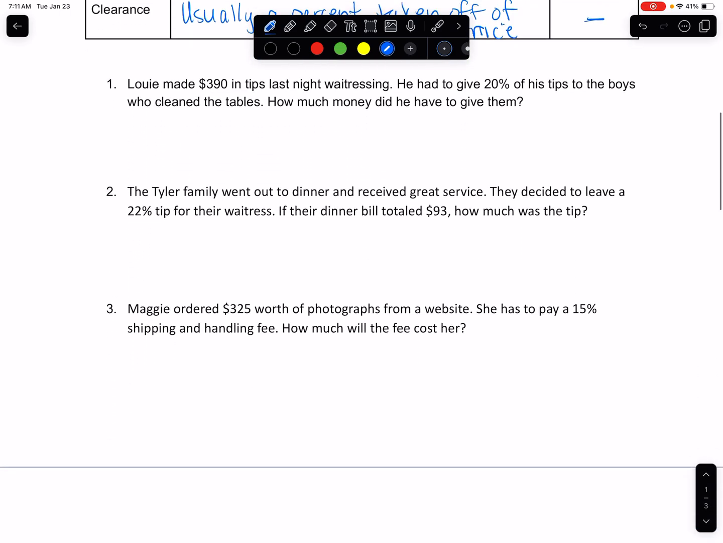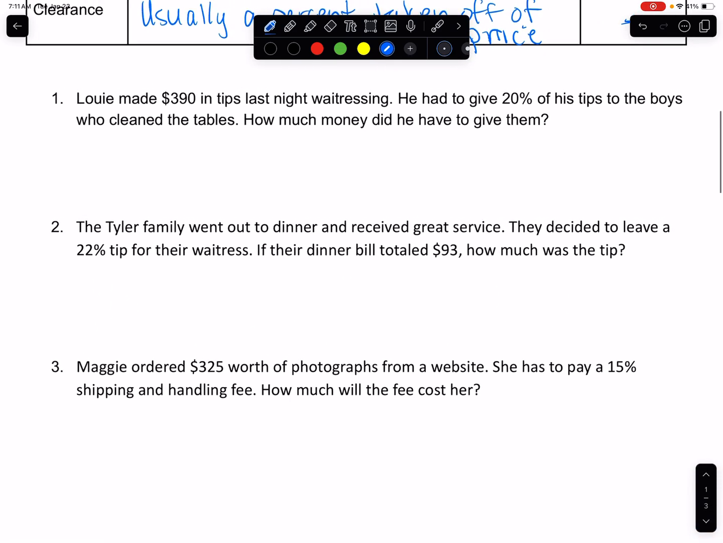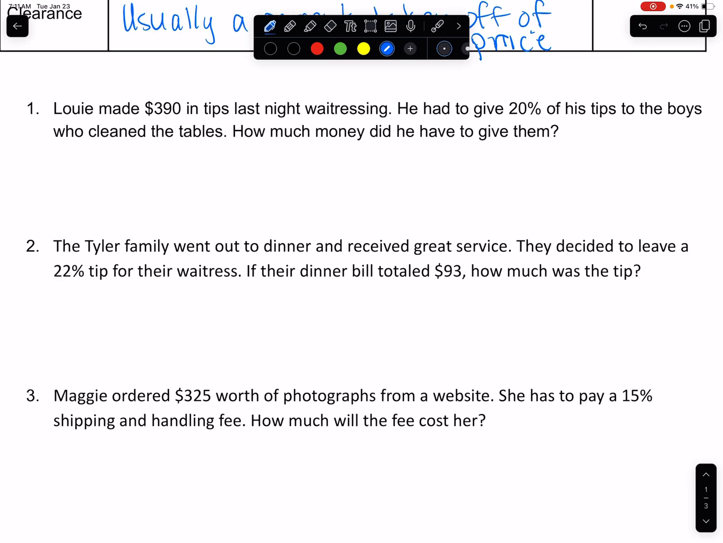Now we are getting into the practice application. It says Louis made $390 in tips. So tips means plus, waitressing. He had to give 20% of his tips to the boys who cleaned the tables. How much money did he have to give them? In case you didn't know, the people that clear your tables usually split the tips. They are not paid by the hour either, but they don't have the opportunity to get tips.